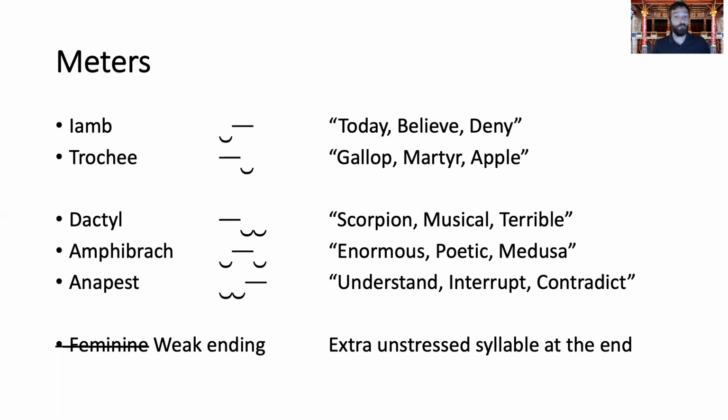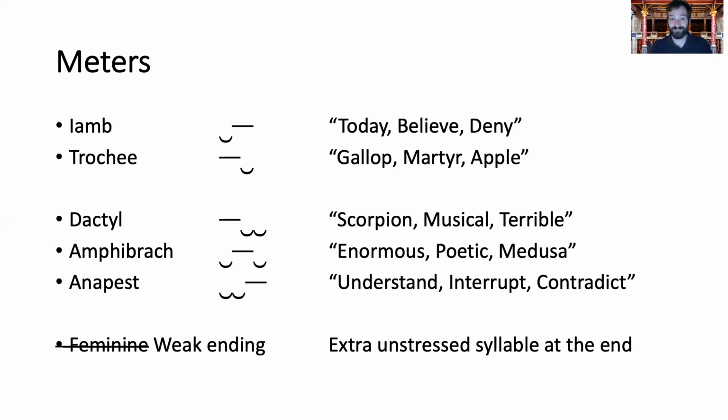And so iambic meter is a whole bunch of iambs in a row, and pentameter, pent meaning five, like pentagon is a five-sided shape, right? So five iambs in a row, bum bum bum bum bum bum bum bum bum bum, is iambic pentameter.